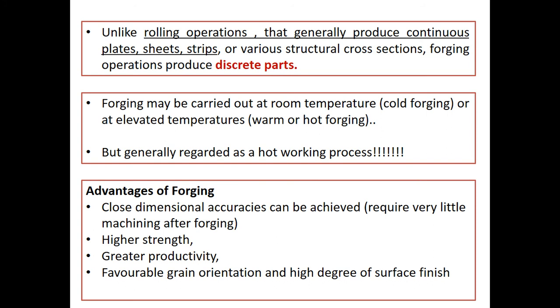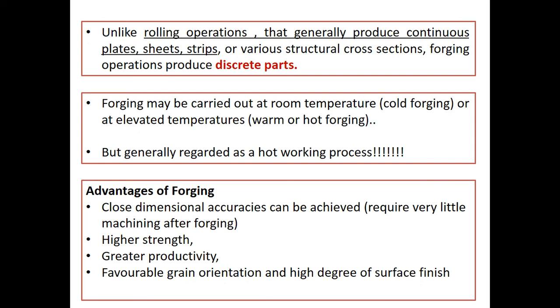Now, when you discuss forging, rolling is another important metal forming operation, which means the work material is fed between two rollers and you are reducing the size. Unlike rolling, which produces continuous plates, sheets or strips, the forging operation produces discrete parts. Forging may be carried out at room temperature, called cold forging, and when it is carried out at high temperature, it's called hot forging.